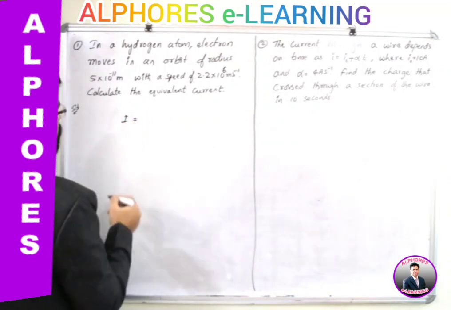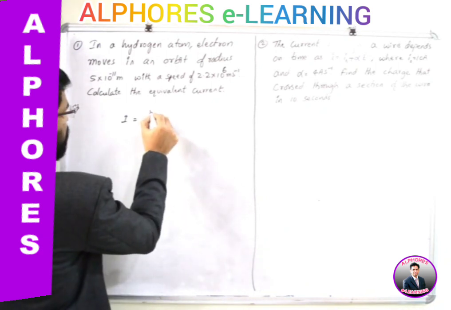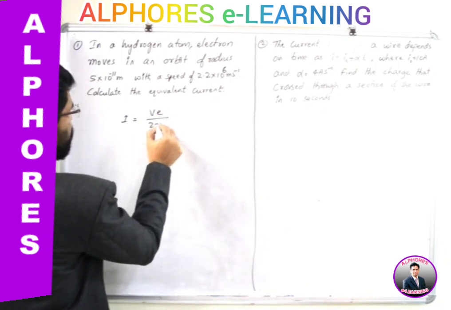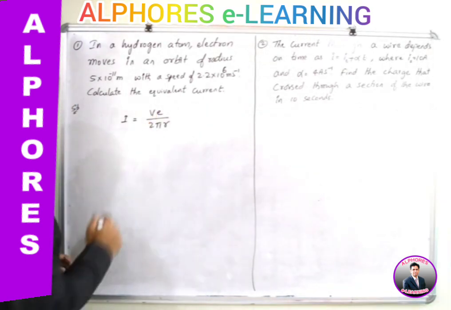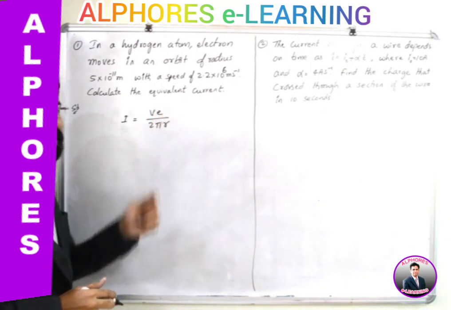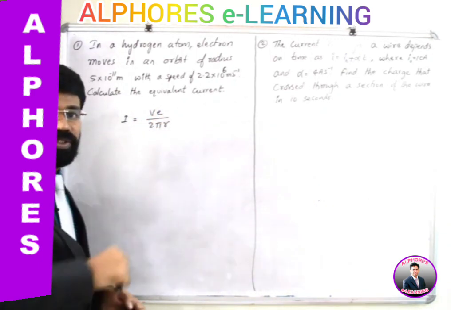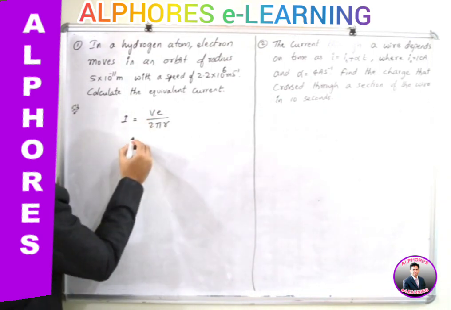We know that the current associated with a charge q moving in a circular path can be expressed as vq by 2 pi r. Here e is the charge of the electron. The general equation is I = vq/2πr. Since we are dealing with the motion of an electron in a circular orbit, you can replace q with e.